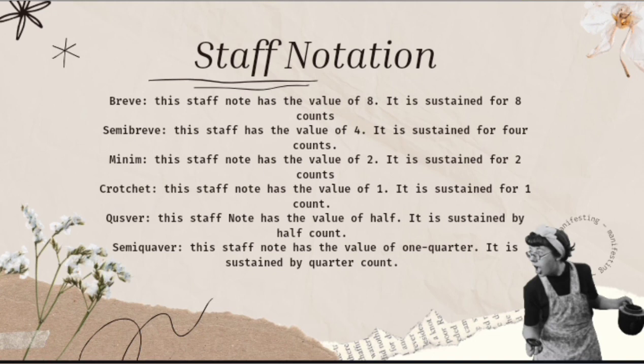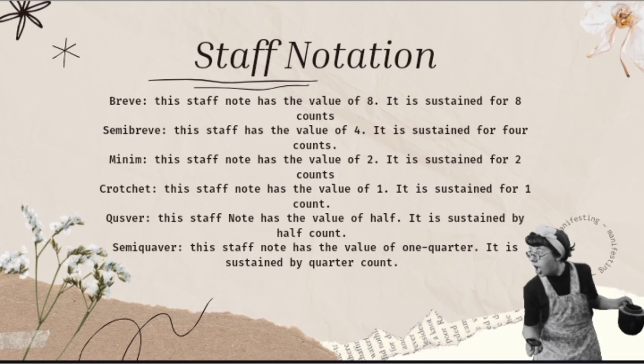So that's it. We move on to our semi-brief. This staff note has a value of 4, so it is sustained by 4 counts. Just 4, not more than 4. Anything more than 4 is not a semi-brief. You got it? So we move to our minim.